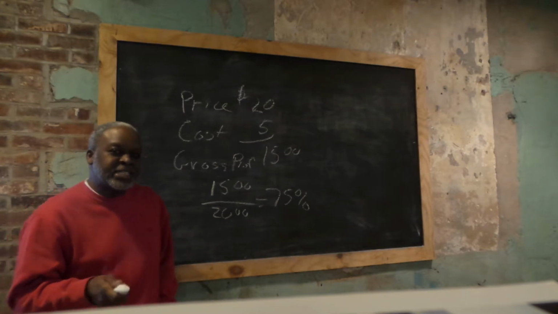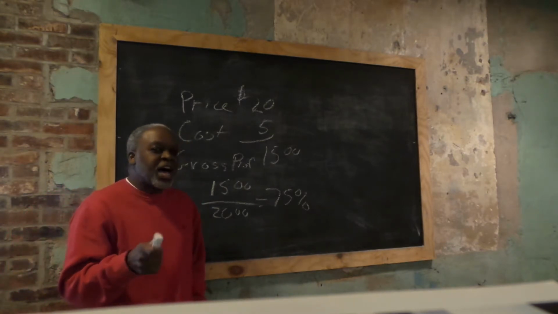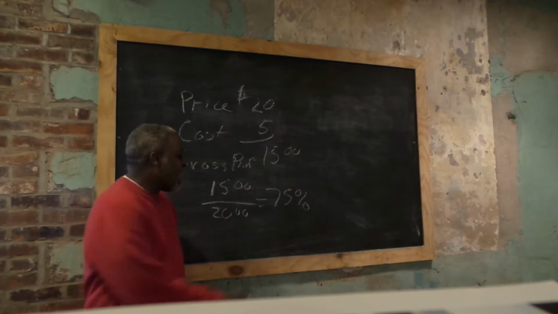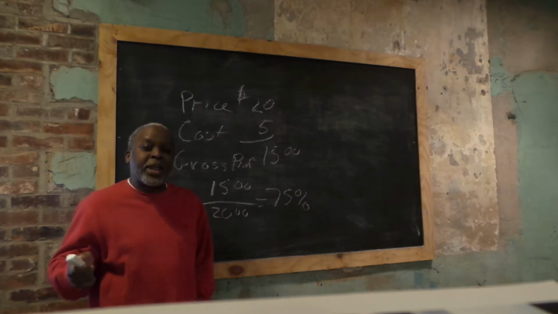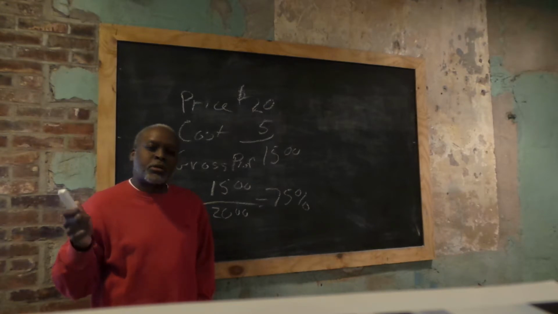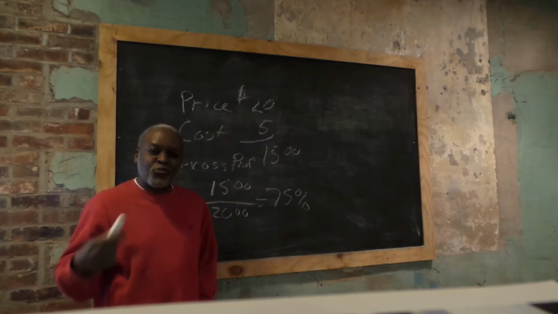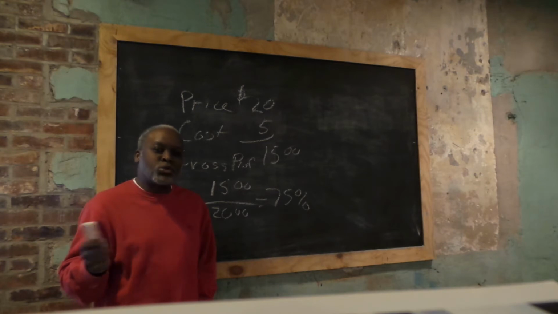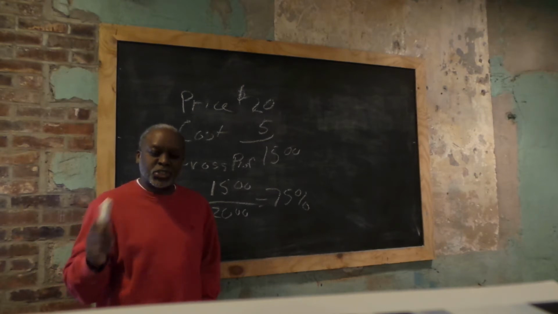And what this means is, for every dollar that's generated in this business, I have 75 cents to go toward the operating expenses of the business. And what do we mean by operating expenses? Well, they're sometimes called fixed costs or overhead. It's that rent, the utilities, the insurance, those costs that have nothing to do with the cost of the product or the cost of the service.